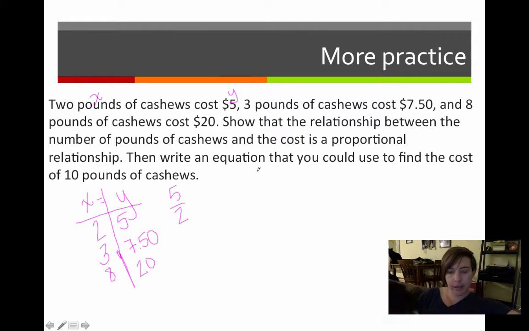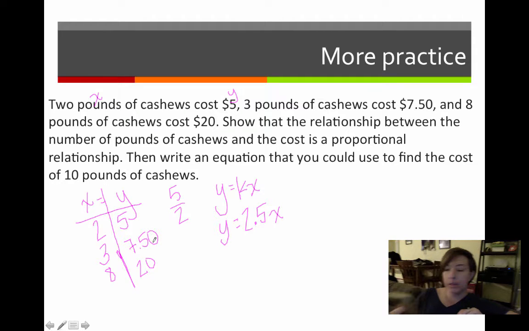So let's see, if this were the case, then our equation would look like this. If this works out, it'd be 2.5 times x. Let's just make sure. Let's do 3 times 2.5 and make sure that we get 7.50. We do. Let's do 8 times 2.5. We get 20. So 2.5 is our constant of proportionality, or our unit rate.